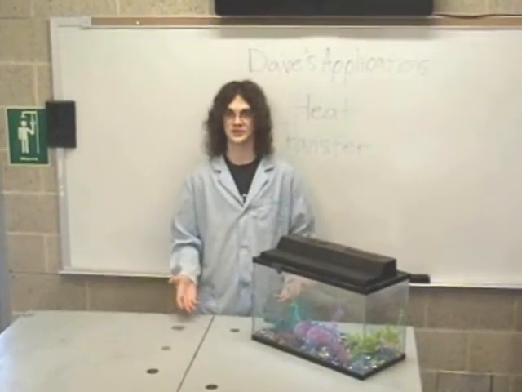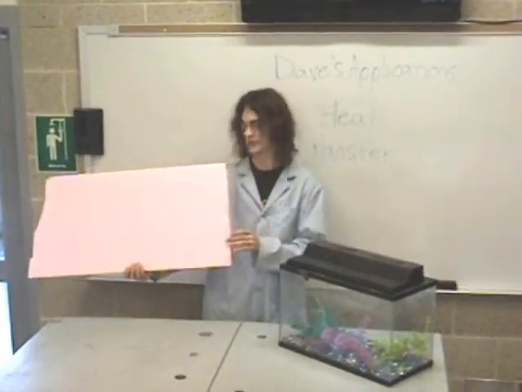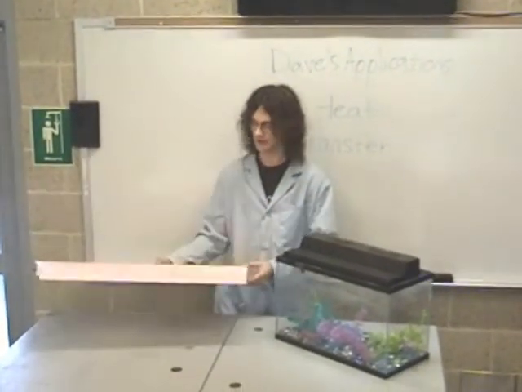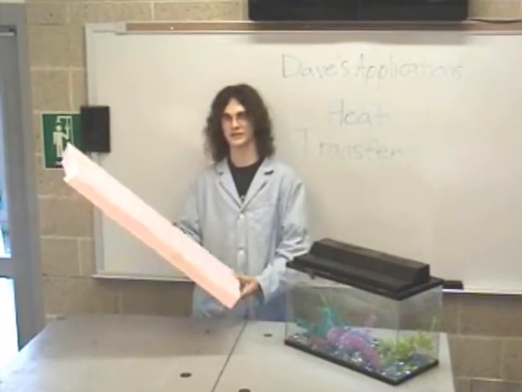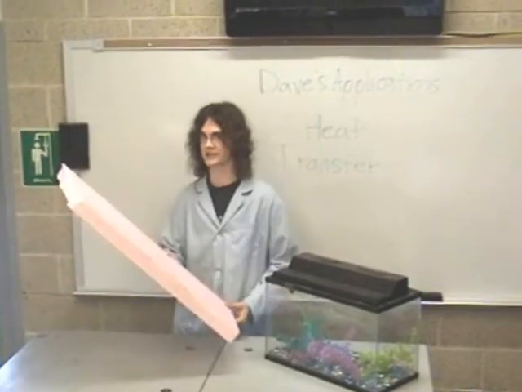So you might use something such as insulation, which we have here in a pink foam that you will often find in your house. It works very well for insulating the heat on the outside, or the cold on the inside, or the cold on the outside, or the heat on the inside.